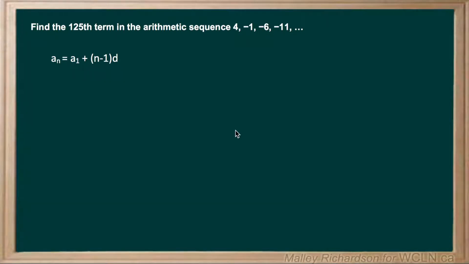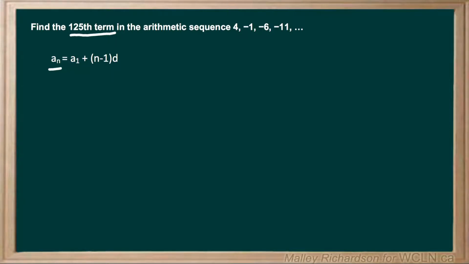In this question, we want to find the 125th term in the arithmetic sequence 4, -1, -6, -11, and so on. To solve this question, we are going to use the formula below: a sub n equals a1 plus (n minus 1)d. Because the question wants us to find the 125th term, that means we're going to solve for an in this question.